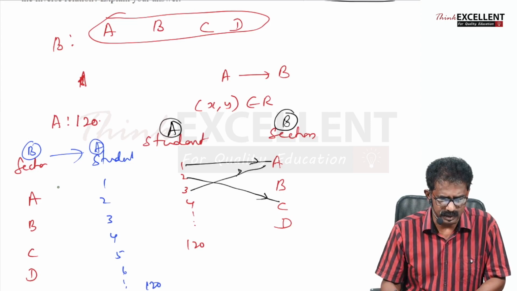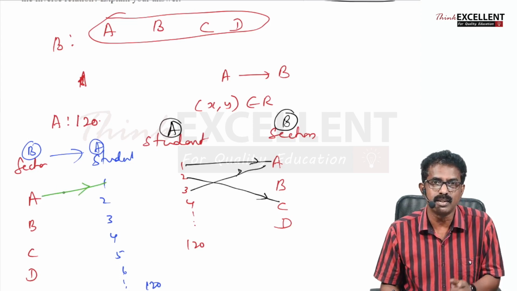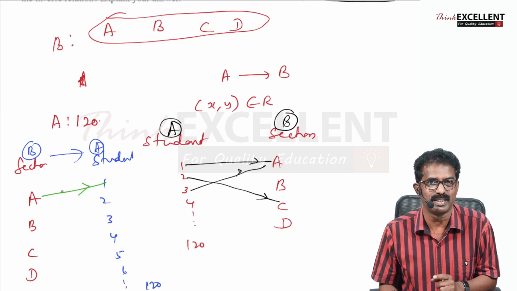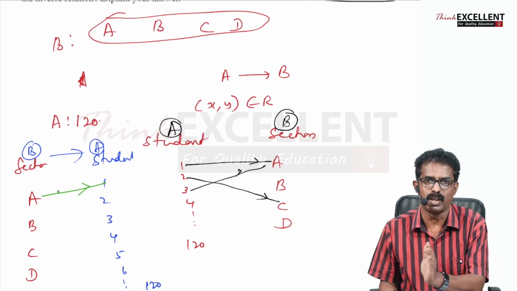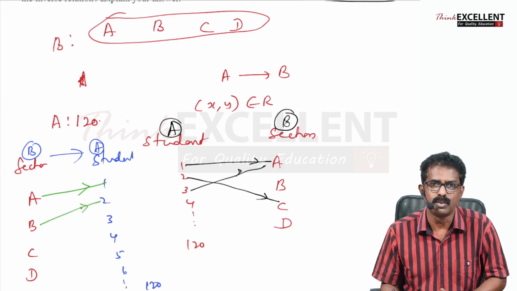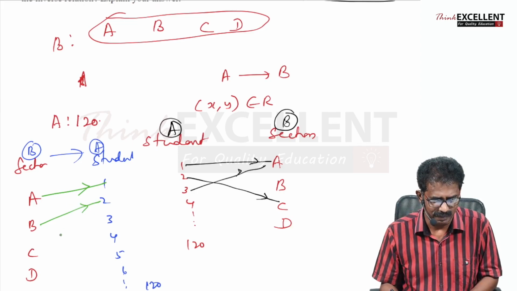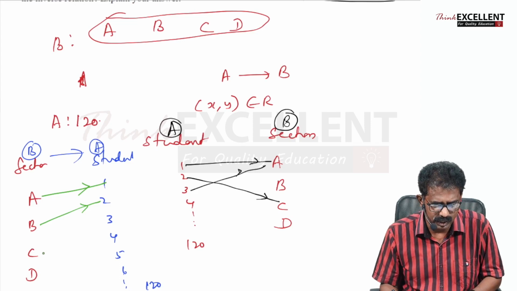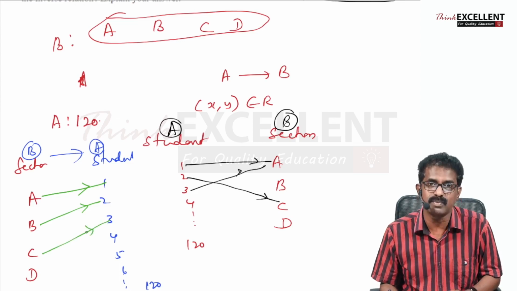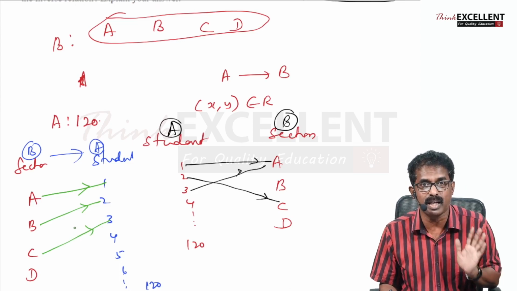A section, you take one student. For A section, you cannot take one more student, then it is not a function, right? So A is related to 1. Okay. Then B, you take one student. So one section, only one student, right? Okay. For C, you take one student. Because for a function it is compulsory, right? Every element must be related to one element, only one element.